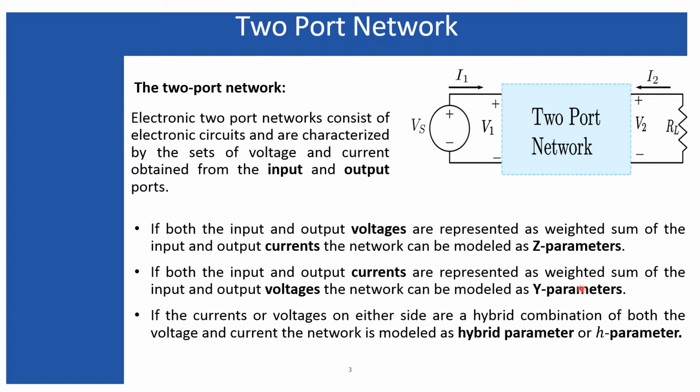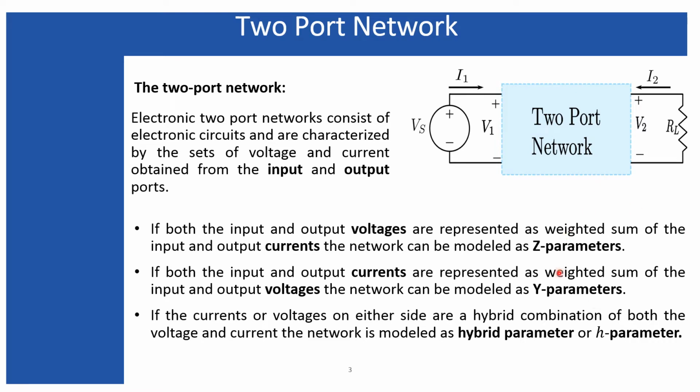because we'll see in my next slide that when this current is related to this voltage, the ratio takes the form of an admittance. Similarly, in the previous case, when the voltage is related to the current, the ratio takes the form of an impedance. That is why it is called the Z parameter. This one is the Y parameter.